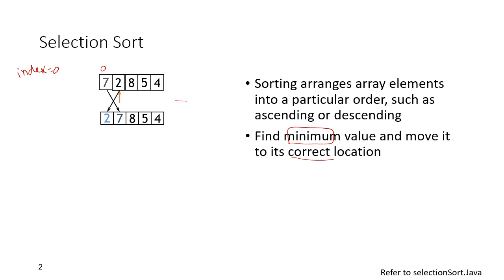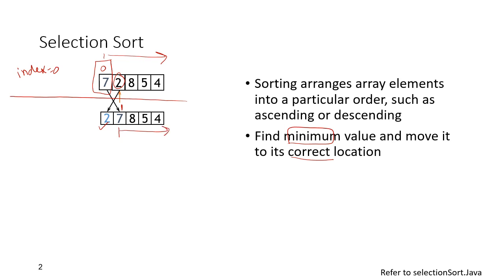So the idea behind it is, at location 0, go and find the minimum value in the whole array, and we found that the minimum is actually 2. So we do a swap between 2 and 7, which means we move the minimum to the location at index 0. We move the minimum value to the first location in the array, which means now 2 is in its correct location.